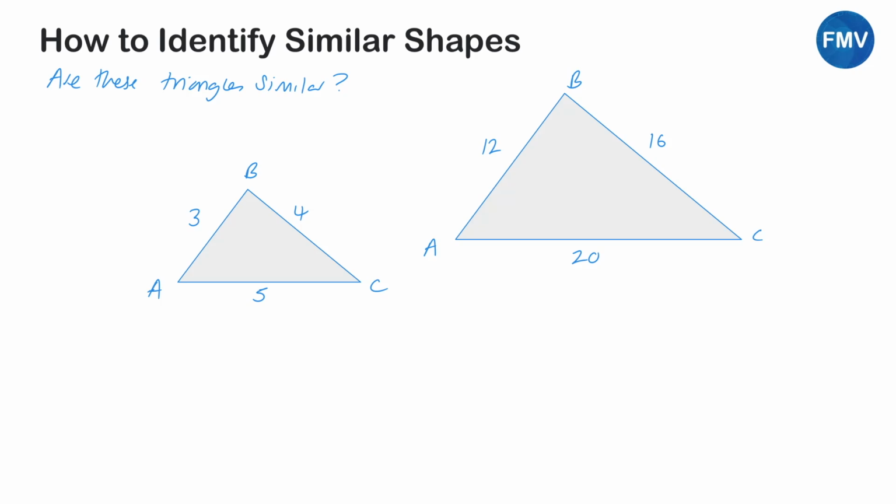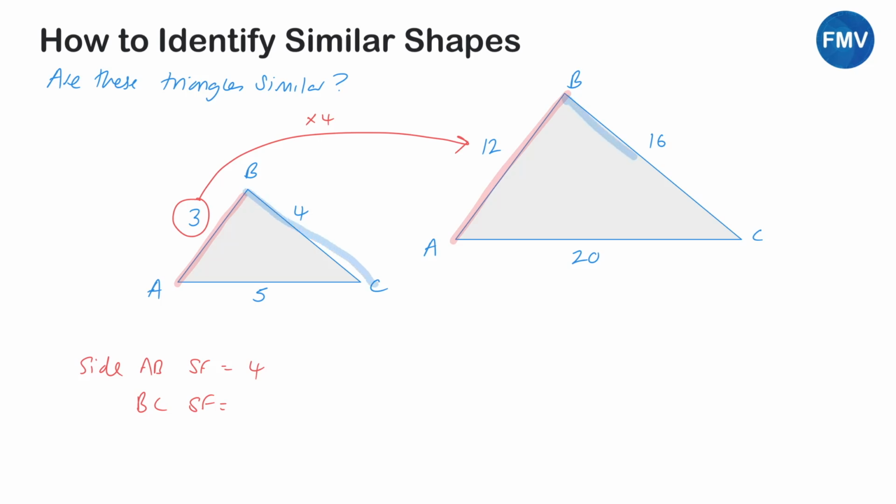So let's look at our sides. Let's choose the first side, AB. There's AB. So what is the scale factor from there to there? Well, I think it's quite easy to say 3 times 4 is 12. So we know for sides AB, the scale factor is 4. So let's look at side BC. What is the scale factor there? So there's side BC, there's side BC. Well, 4 times 4 is indeed 16. So we've still got a scale factor of 4.